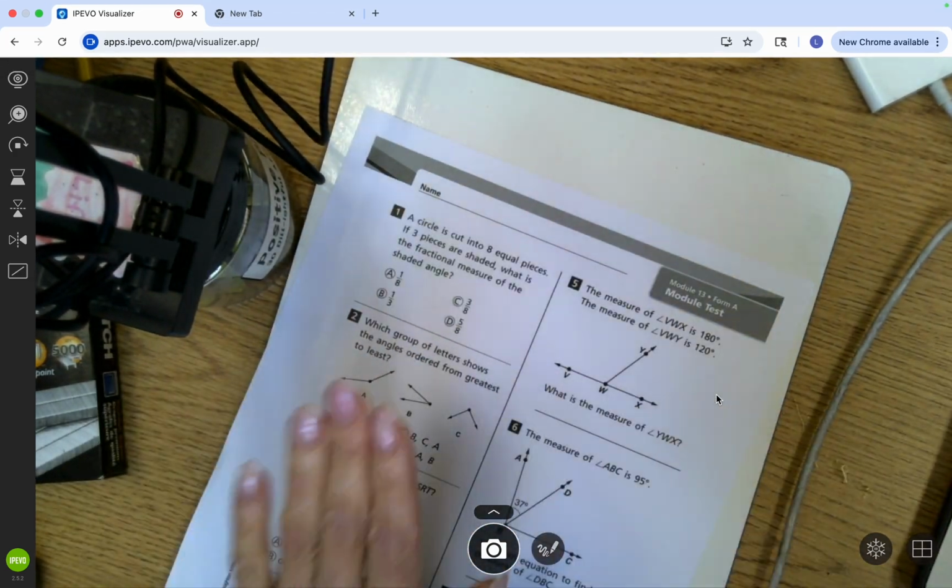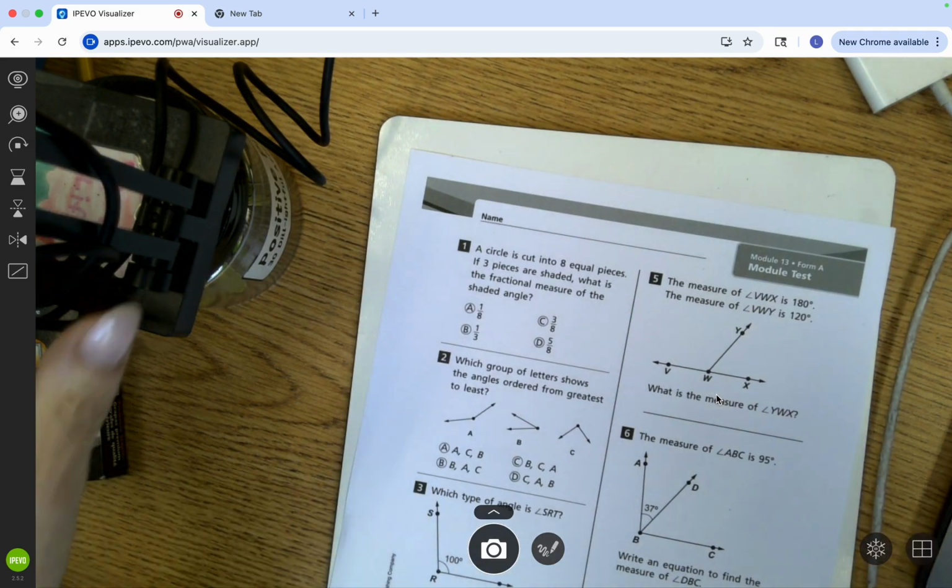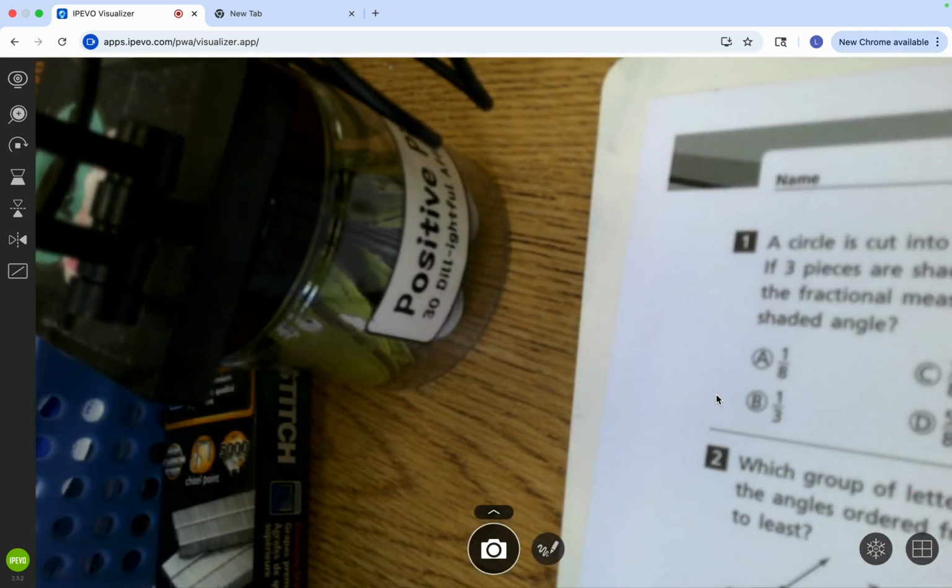It's homework time. Okay. So let's get started. Whoop.